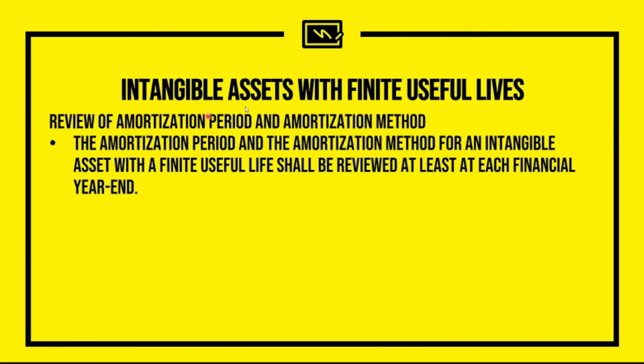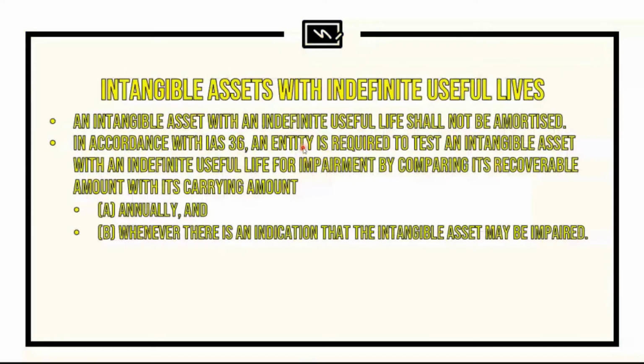And since we're talking about amortization, we need also to review at least at each financial year end. So meaning at least annually, we need to review the amortization period and method. Okay, so that's for items with finite useful lives, or intangible assets with finite useful lives.